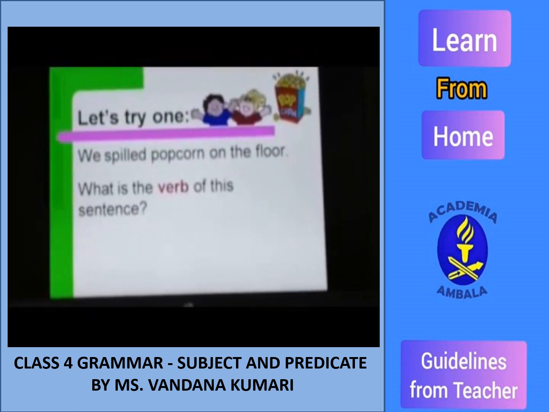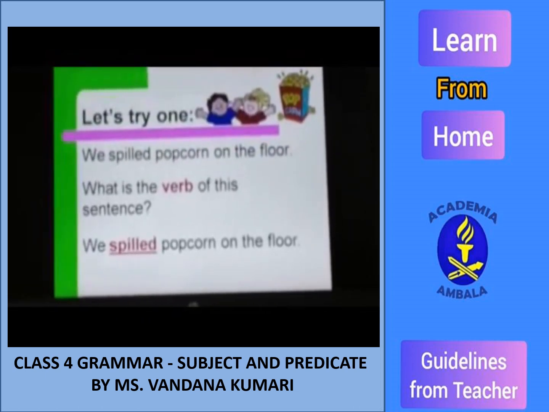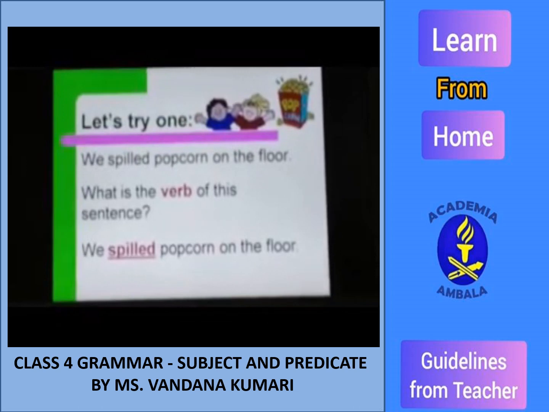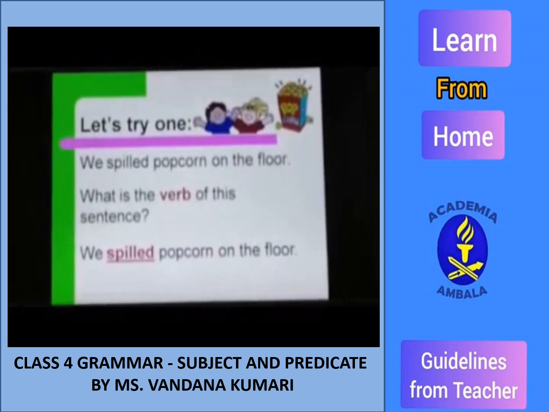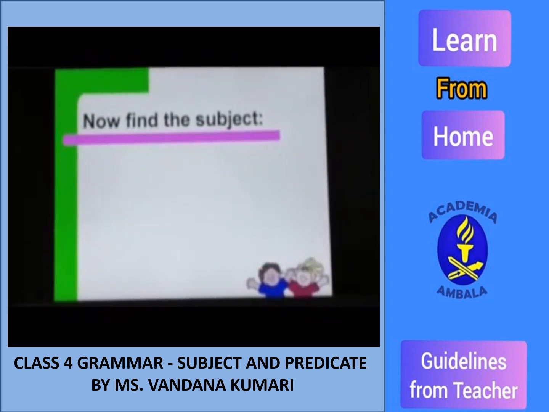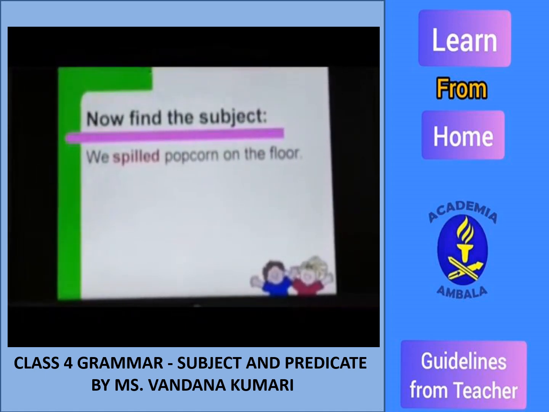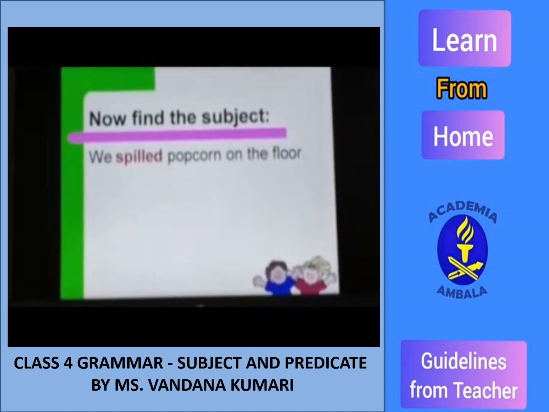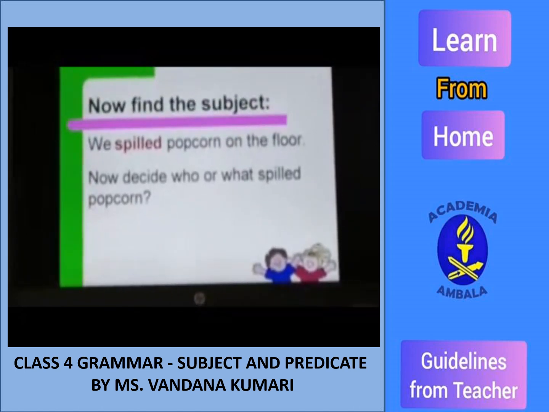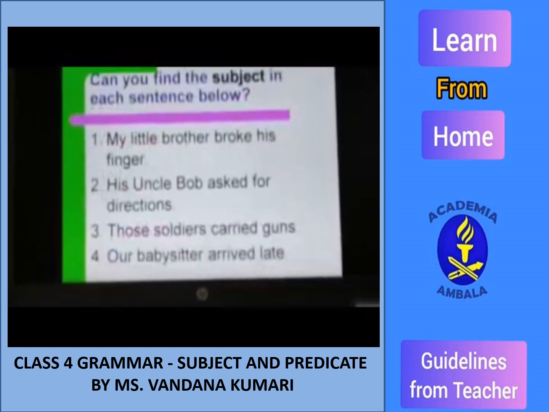Now, what is the verb of this sentence? We spill popcorn on the floor. You can easily see on the slide that spill is the underlined, colored word. So you can see here that spill is the verb. Now find out the subject. Once you know the verb, it's very easy for you to identify the subject. Now, who spilled? We. So we spill popcorn on the floor. Decide who or what spilled popcorn.